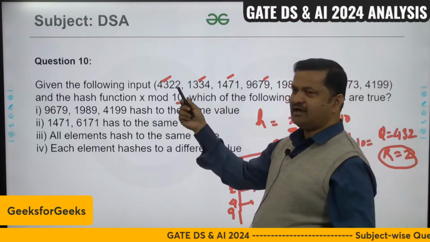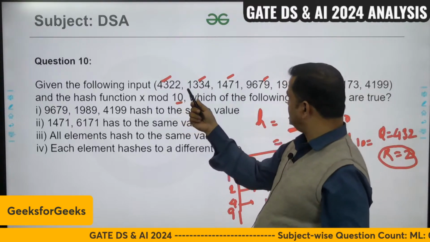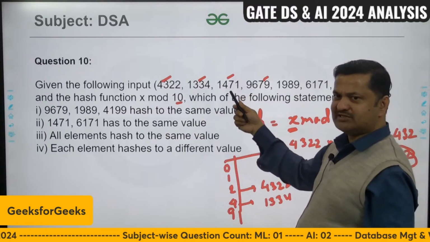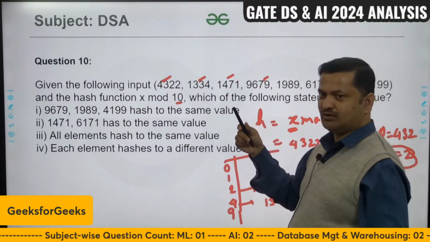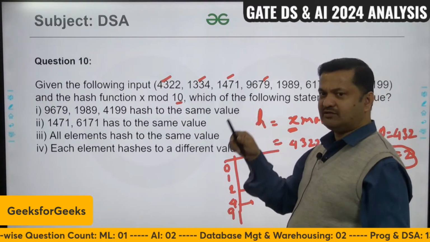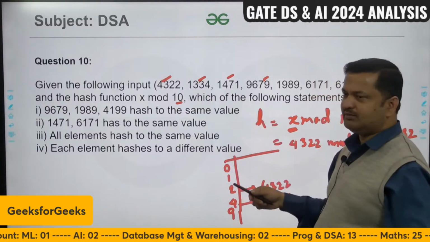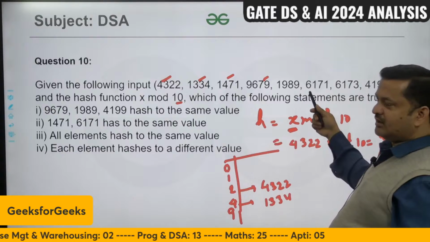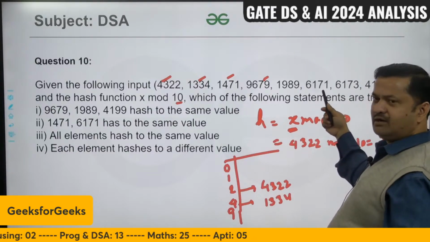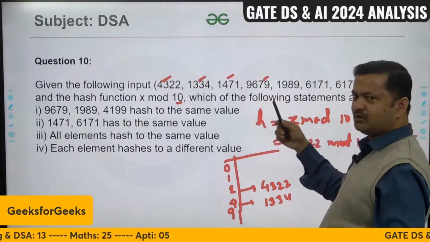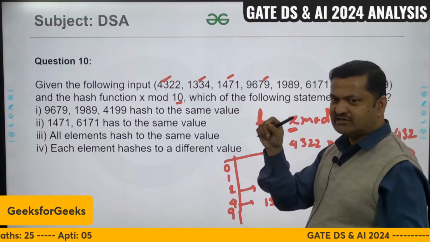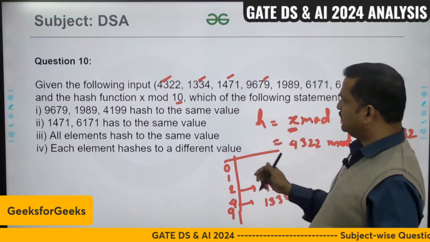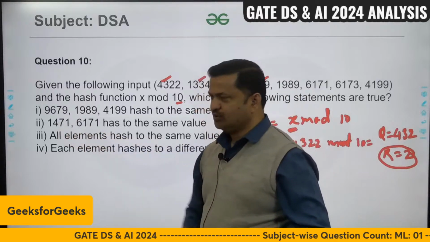if we divide it, all those values whose last digit is the same will collide at the same position. They will fight to be inserted at the same position. So definitely there will be a collision. That means 1471 is going to collide with 6171. These two numbers are going to occupy the same index. Index number 1 is to be occupied by these two elements. All right, so in that particular case, option 2 is going to be the correct one.